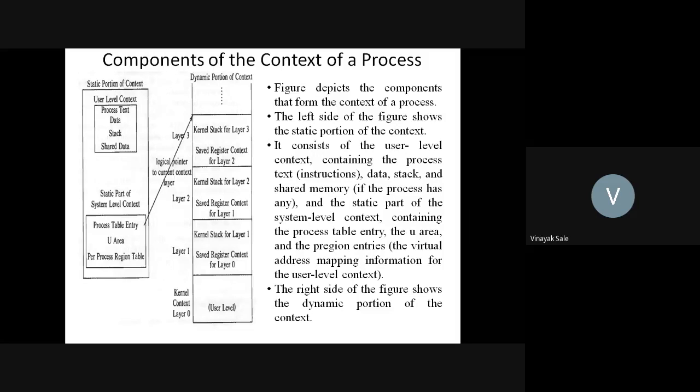The figure shows the components of the context of a process. The left side of the figure shows the static portion of the context. It consists of the user level context, which contains the process text, that is instructions, data, stack and shared memory. And the static part of the system level context contains a process table entry, user area and P region entries.